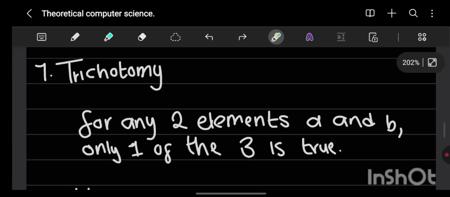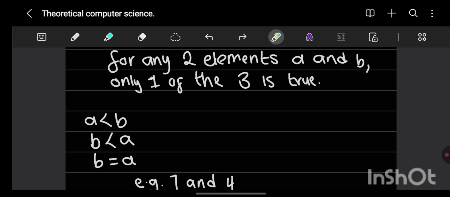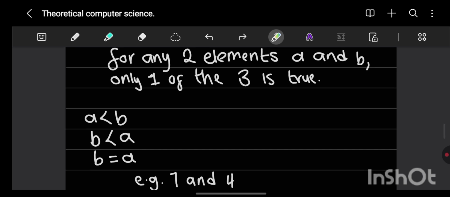Trichotomy, I think it's trichotomy. This basically means for any two elements, let's say A and B, only one of the three is true. A cannot be smaller than B, and at the same time B smaller than A, and at the same time B equal to A. It's not really true. Only one can take the spot.